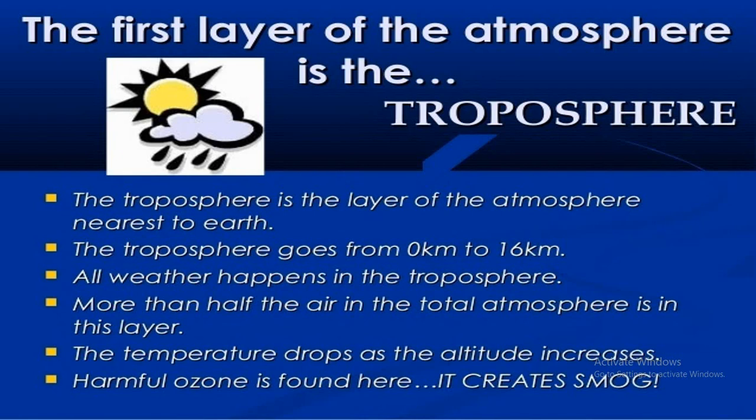As we have seen earlier, the first layer of the atmosphere is the troposphere, isn't it? This is the sphere where the weather happens. We'll see the reason why. The troposphere is the layer of the atmosphere near the earth. It goes from 0 to 16 kilometers. All weather happens in the troposphere because more than half of the air in the total atmosphere is in this layer.